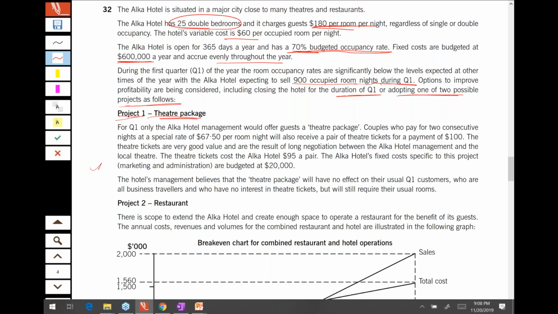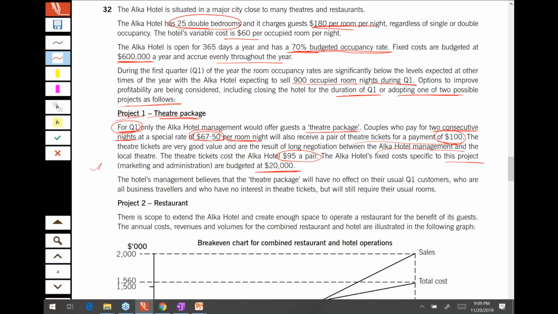Project 1, the theater package. For quarter 1 only, the Alka Hotel management would offer guests a theater package. Couples who pay for 2 consecutive nights, which means they need to buy the room for 2 consecutive nights, at a special rate of 67.5 per room night, will also receive a pair of theater tickets for a payment of just $100. The theater tickets are very good value and are the result of long negotiation between Alka Hotel management and the theater. The theater ticket costs the Alka 95 per pair. The hotel's fixed costs specific to this project are budgeted to be 20,000. This is the fixed cost that relates to this theater project only.